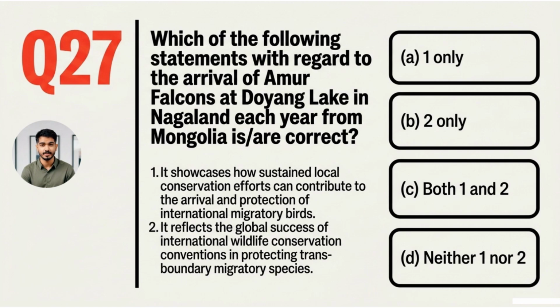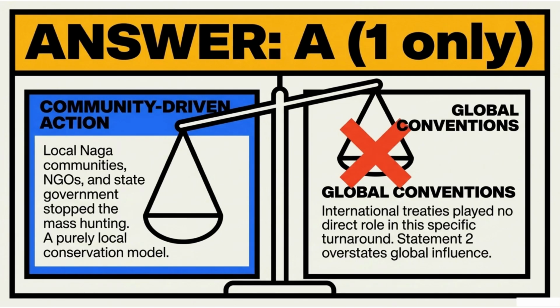Question 27. Which of the following statements with regard to the arrival of Amur falcons at Doyang Lake in Nagaland each year from Mongolia is/are correct? 1. It showcases how sustained local conservation efforts can contribute to the arrival and protection of international migratory birds. 2. It reflects the global success of international wildlife conservation conventions in protecting transboundary migratory species. Answer is option A, 1 only.